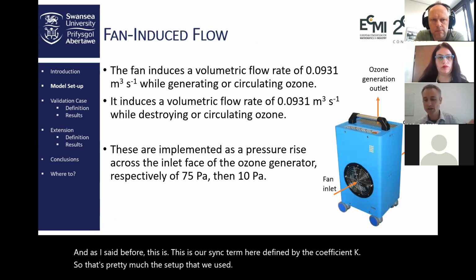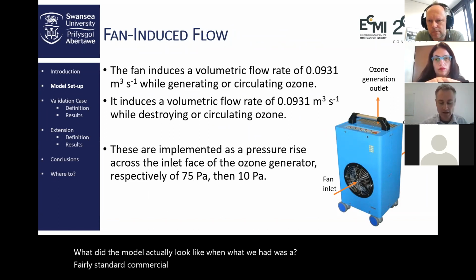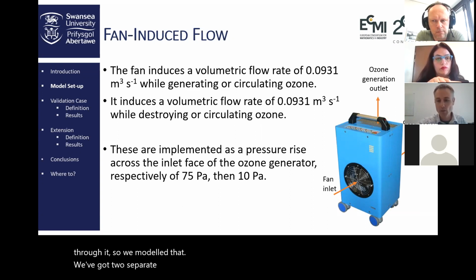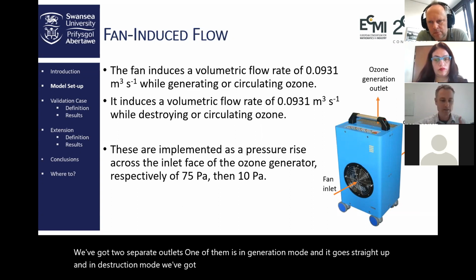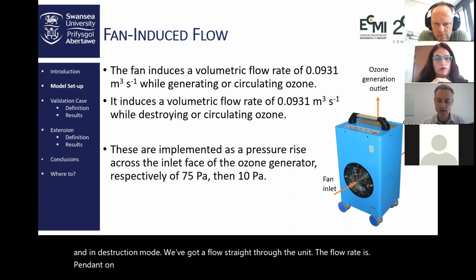What did the model actually look like? Well, what we had was a fairly standard commercial unit. It's an ozone generator. It's got an inlet which has a fan through it, so we modeled that. We've got two separate outlets. One of them is in generation mode and it goes straight up, and in destruction mode we've got a flow straight through the unit. The flow rate is dependent on the working mode of the unit.